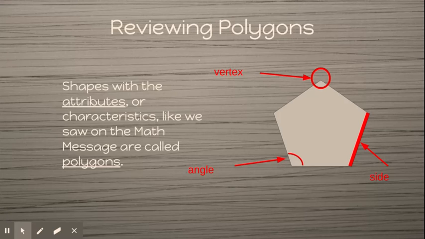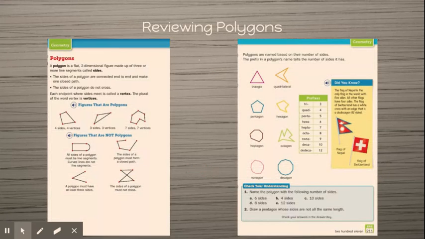This is a pentagon. In your math journal on page 210 and 211, remember you can get to this by going to the Everyday Math website and going to McGraw-Hill and clicking at the top right are your books, and you're going to click on the SRB. So this is a great page to look at understanding polygons.